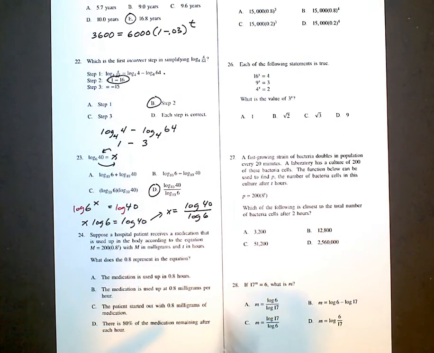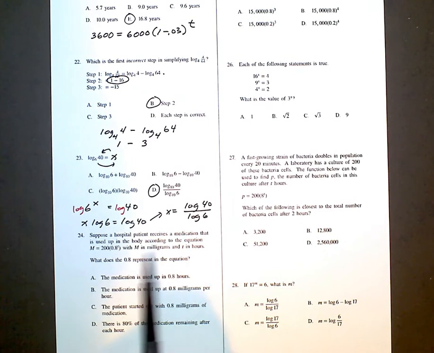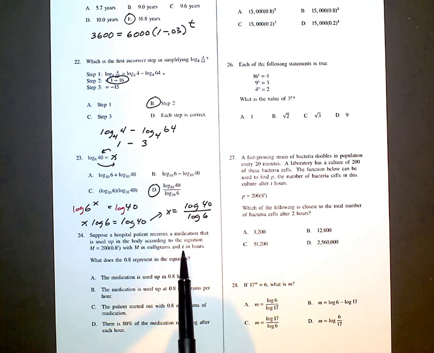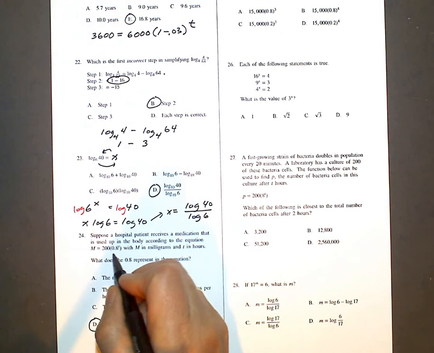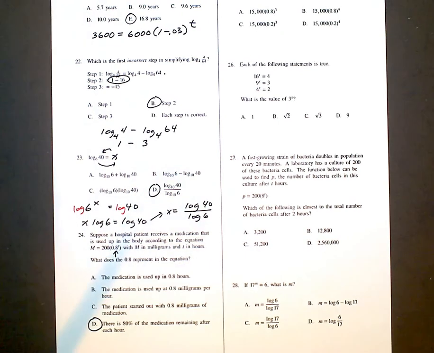So number 24 asks about this hospital patient, and he gets medication, and his body uses it up. He has like 80% of it left at the end of each time period, the end of each hour. So what does the 0.8 represent? It would be choice D, that there is in fact 80% of the medication remaining each hour. That's what that means right there. It means he's losing 20% of it an hour.